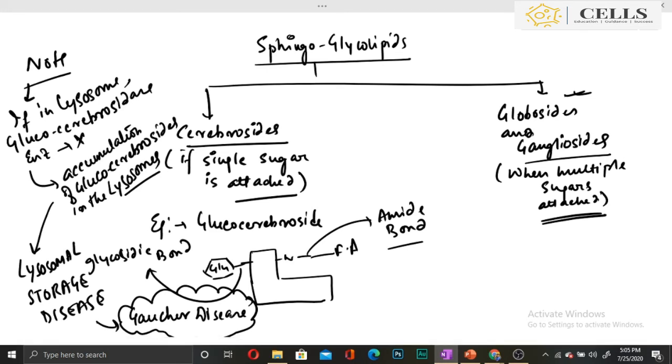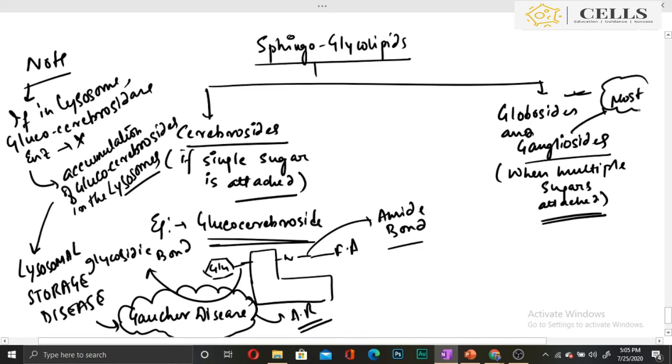As a result of that, glucocerebroside accumulation takes place in the lysosome. That's why it is called a lysosomal storage disease. It's an autosomal recessive disease. You will be dealing with that in the genetics lecture. That is also very important. Out of those globosides and gangliosides, most common are the gangliosides, and these gangliosides are very, very important.